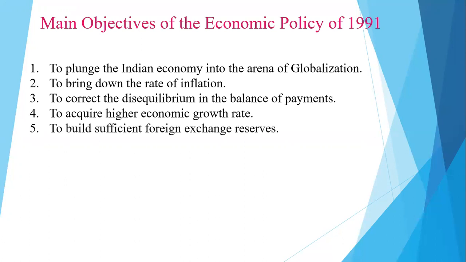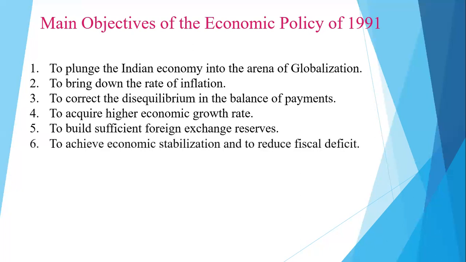Number 5, to build sufficient foreign exchange reserves. Foreign exchange reserves are the assets which are held on reserve by a central bank in foreign currencies. NEP intended to move towards higher economic growth rate and to build sufficient foreign exchange reserves. Next, sixth main objective, to achieve economic stabilization and to reduce fiscal deficit. It wanted to achieve economic stabilization and to convert the economy into market economy. How? By removing all kinds of unnecessary restrictions.